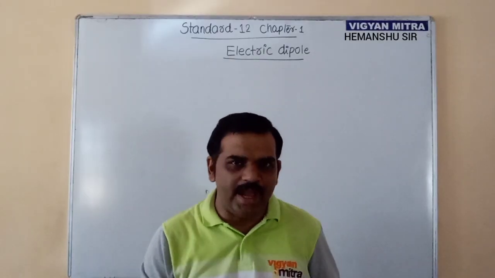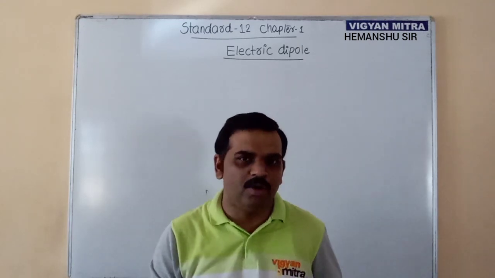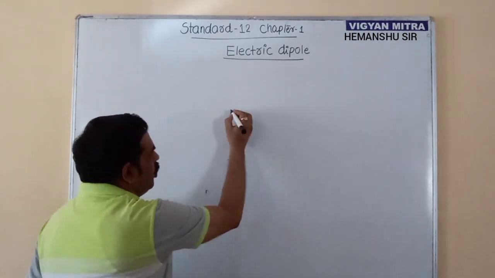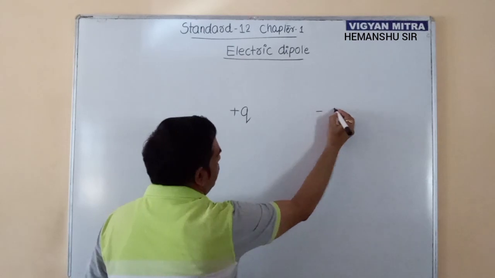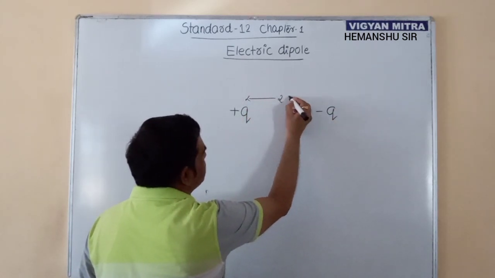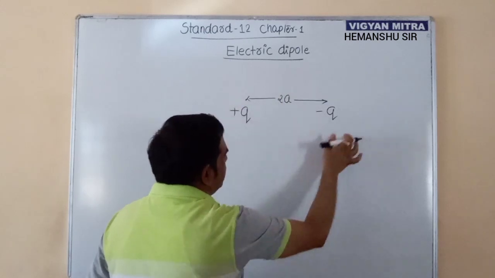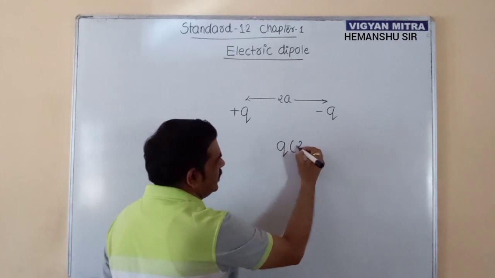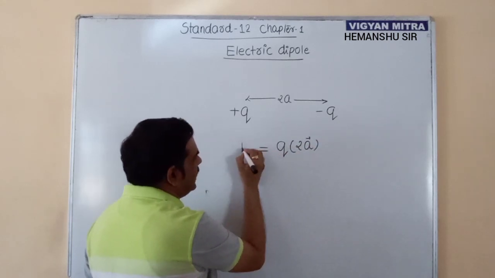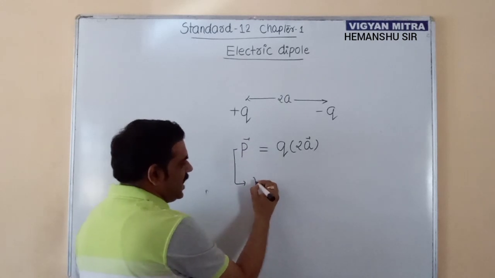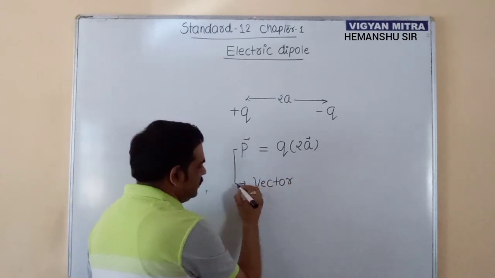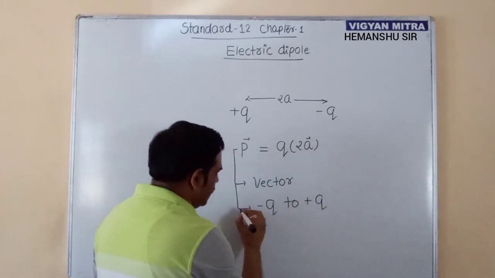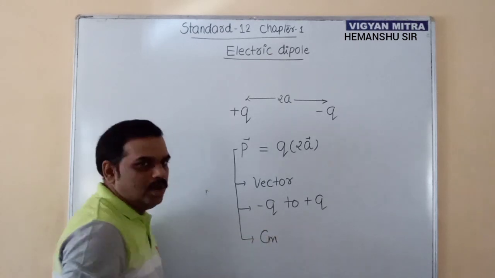Electric dipole. An electric dipole is a pair of equal and opposite charges separated by some distance. Let two equal and opposite charges be plus Q and minus Q. If they are separated by distance 2a, then this pair is known as the electric dipole. The product of the magnitude of any one charge and the distance between the two charges is called the dipole moment. Dipole moment is a vector quantity. Its direction is from negative charge to positive charge. The unit of electric dipole moment is Coulomb into meter.